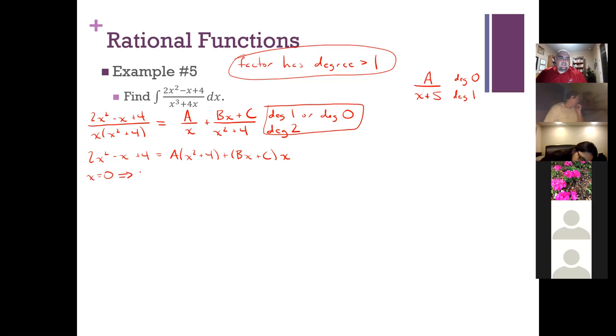That's going to give us left-hand side becomes 4. Right-hand side becomes 4A. And Bx plus C times x, that all vanishes. So then I get A equals 1. Can I do that again?